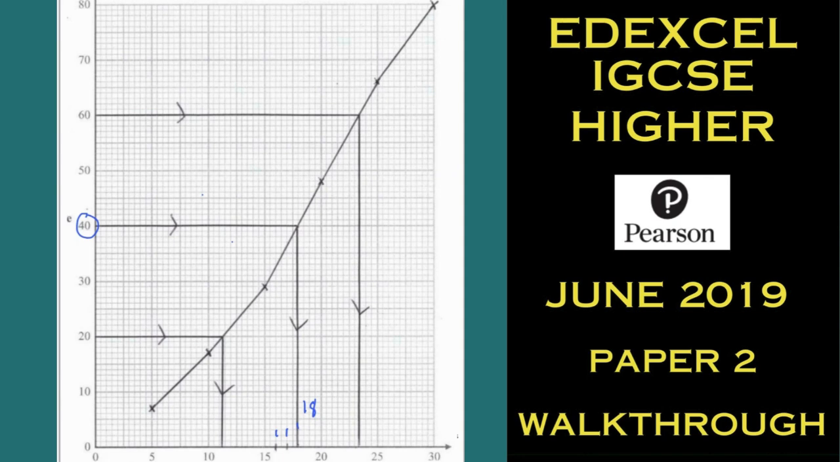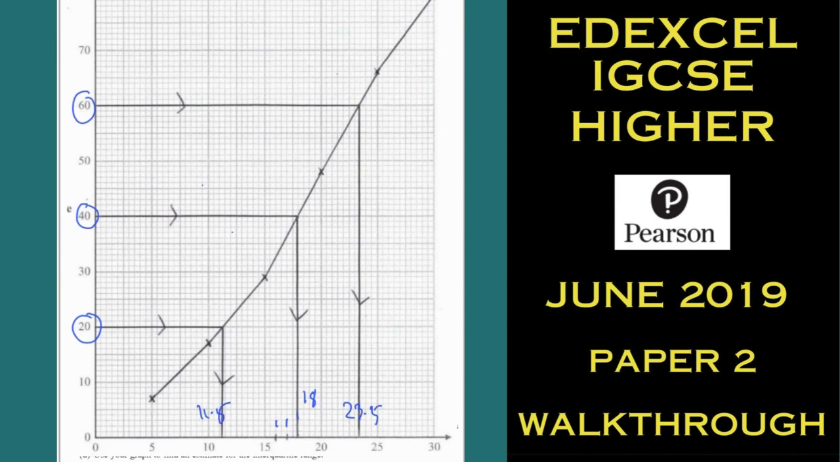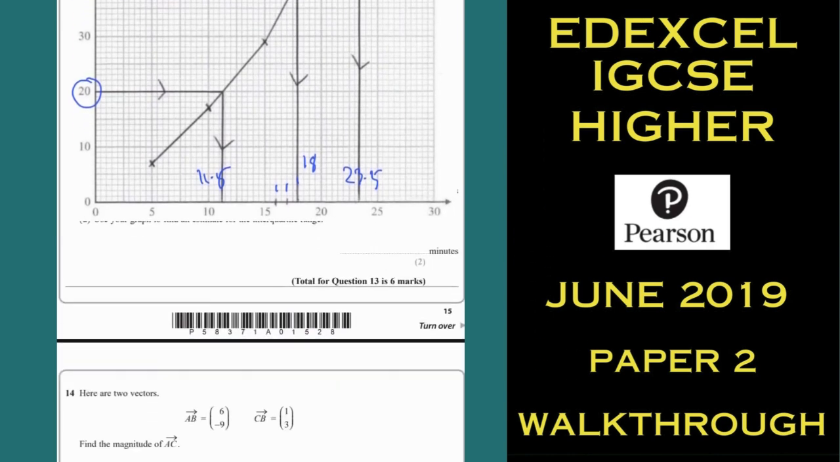Part D mentions estimate the interquartile range. So lower quartile, 20, upper quartile, 60. Go along and down. The numbers I read, I'm at 23.5-ish and 11.5-ish. They need subtracting. I get the answer 12. Mark scheme says anything between 9 and 13 inclusive.